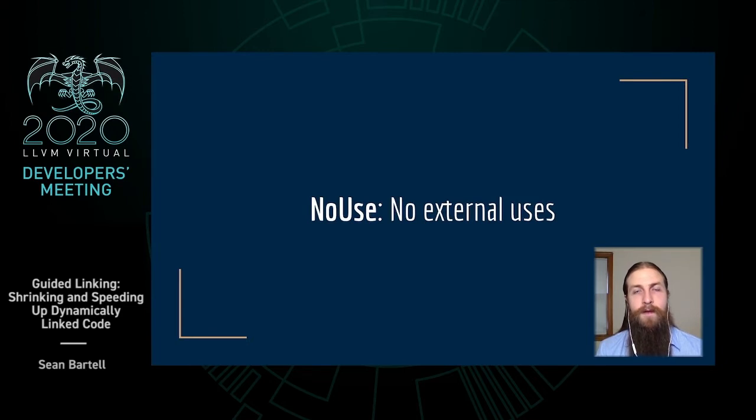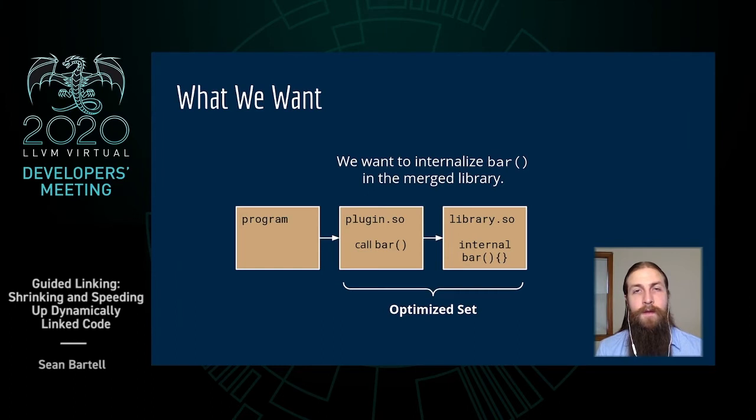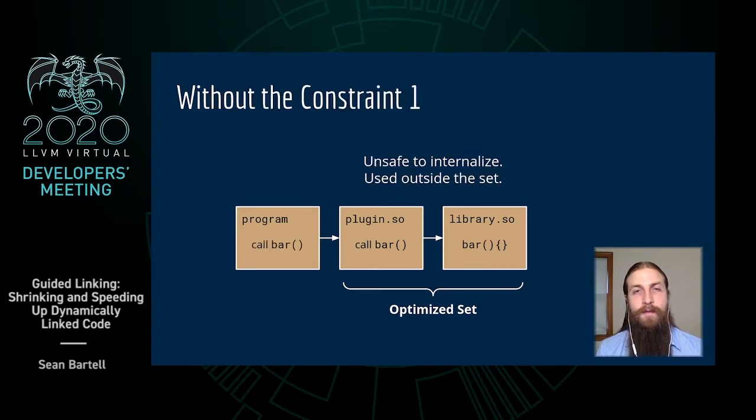The next constraint I'll explain is the no use or no external uses constraint. We'd like to be able to internalize definitions after we move them to the merged library, in order to enable further optimizations like deleting the definition if nothing uses it. But there are 2 cases where doing this would be unsafe. The first case is when there's code outside the optimized set that uses the definition. In that case, we can't internalize the definition because then the external code wouldn't be able to use it.